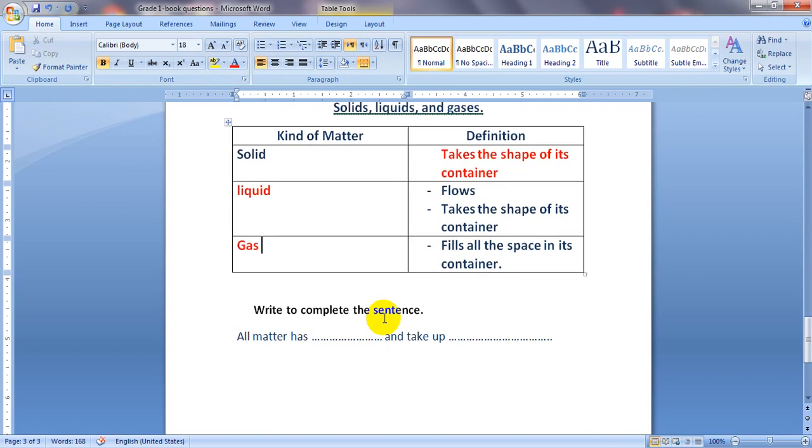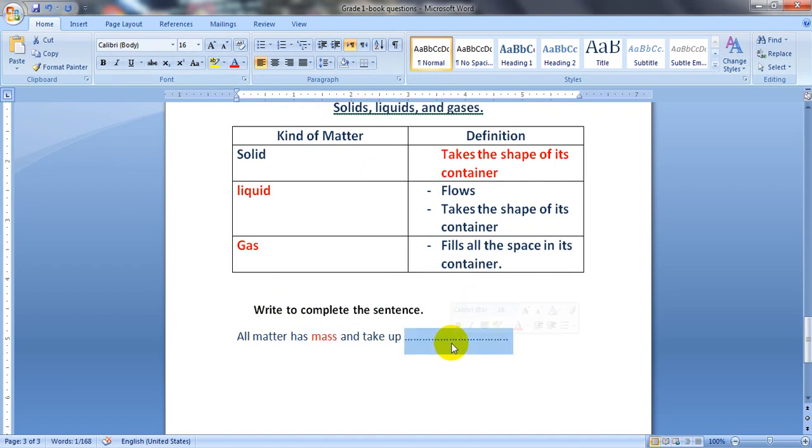The last question, write to complete the sentence. All matter has mass. All of them have mass and take up space.